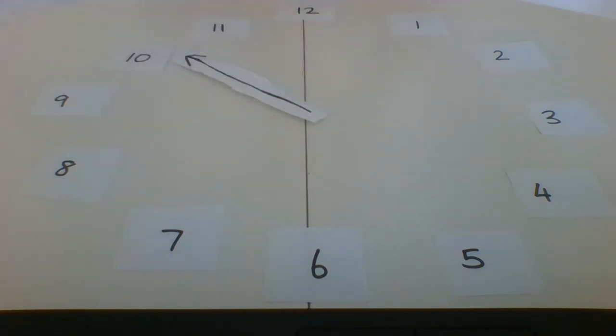There we go. So the hour hand is just gone past 10, but it's not halfway yet. And we would call that 10:15. So hopefully that has helped you with the hour hand today.